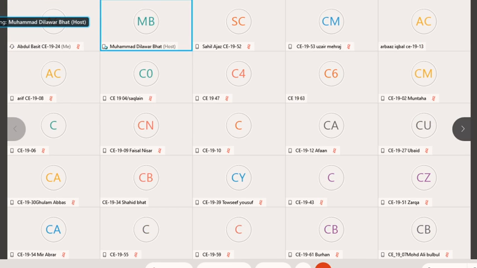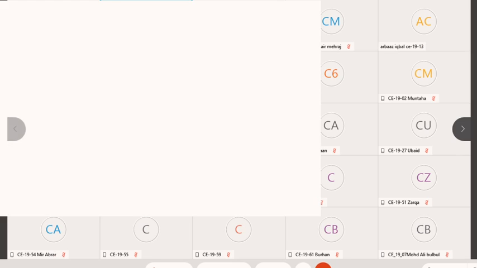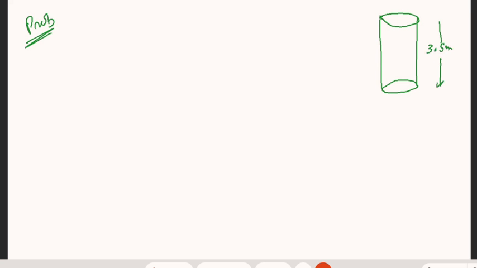Let's say we have one more problem now. Okay, we have another hollow circular column. Let's say this is our hollow circular column, and it has a height of 3.5 meter. Fine. And external dia of 350 mm.